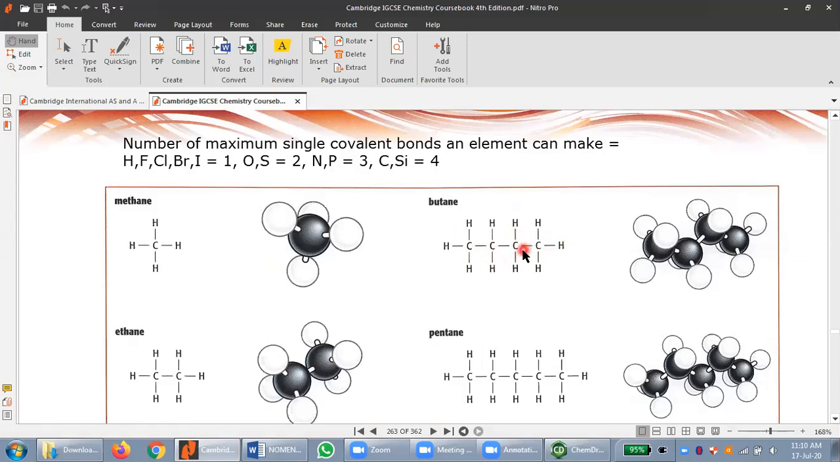However, the inside carbon atoms are known as central carbon atoms. So these two are central carbon atoms. These two would be central carbon atoms, and the one on the extreme right-hand side and the one on the extreme left-hand side will be known as terminal carbon atoms.